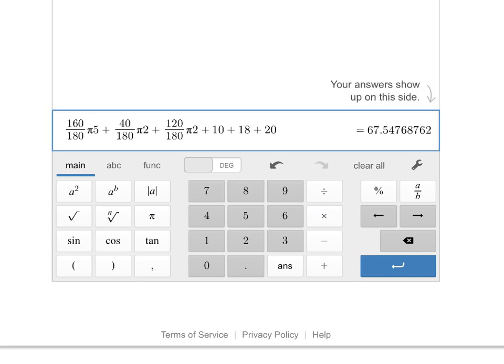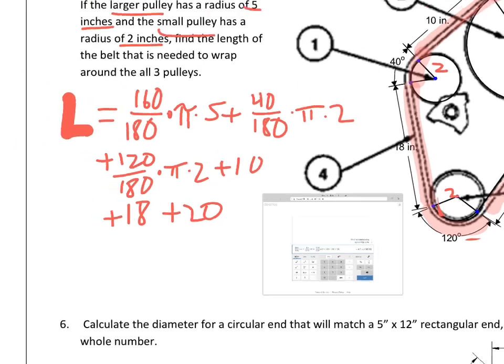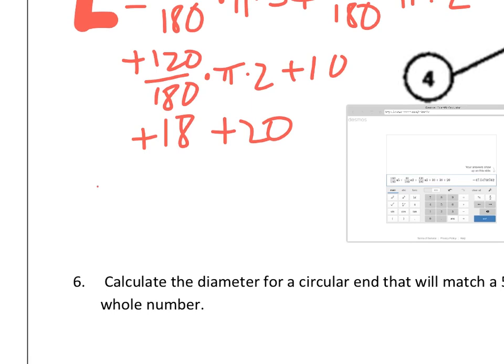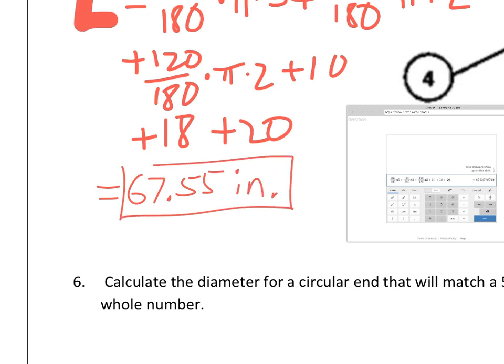Now, again, we don't need these individual little subtotals. We just need the grand total is what we're looking for. So the parts and pieces is great, okay? So we get 67.55. I don't know what it tells us to round to here. Doesn't tell us. So we'll go 67.55 is good inches. That's how long our belt needs to be around the pulleys.